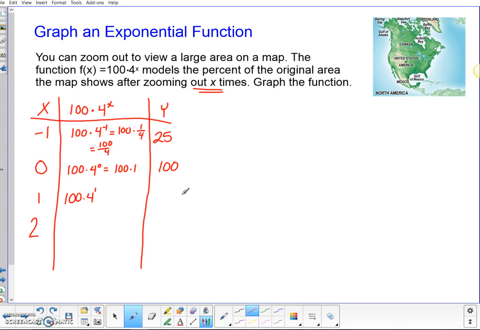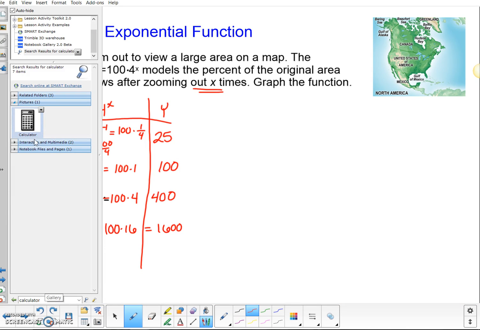When we left off, we were just plugging in 1. So 100 times 4 to the first will be 100 times 4, or 400. And plugging in a 2 will give us 100 times 4 squared, or 100 times 16. And that'll be 1600. So you can see by this chart that our values are going to get large very quickly.